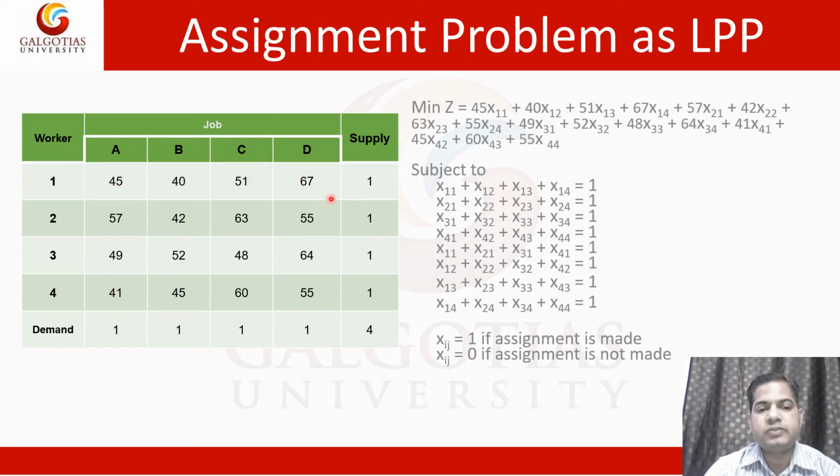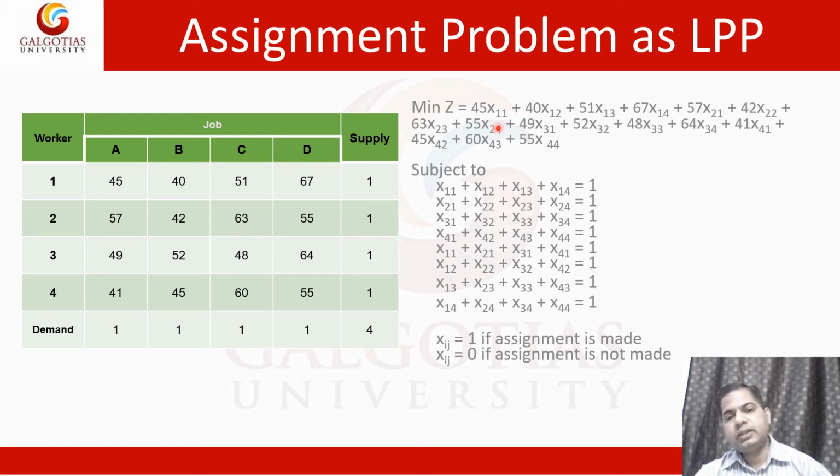So how many total variables will there be? 4 into 4, that is 16. And how many constraints? 4 plus 4, that is 8. The objective is to minimize the total cost. So minimum Z is 45 into x11 plus 40 into x12 plus 51 into x13 plus 67 into x14, and so on. Each worker and each job has a supply of 1 and a demand of 1. So x11 plus x12 plus x13 plus x14 equals 1, and so on. So this is my conversion to LPP.